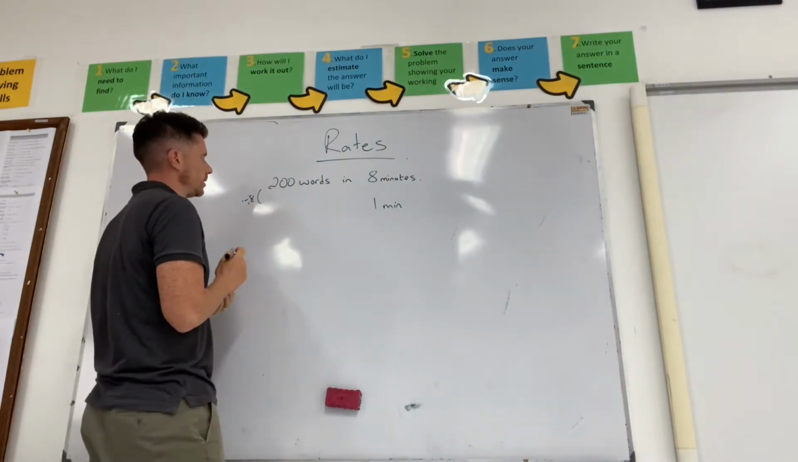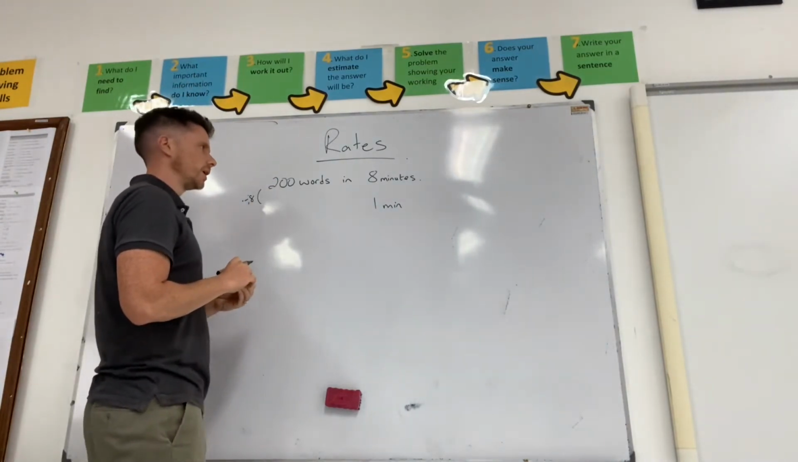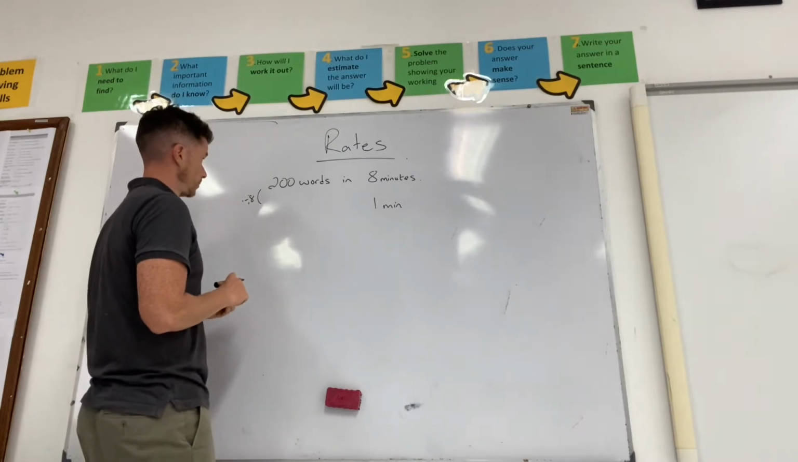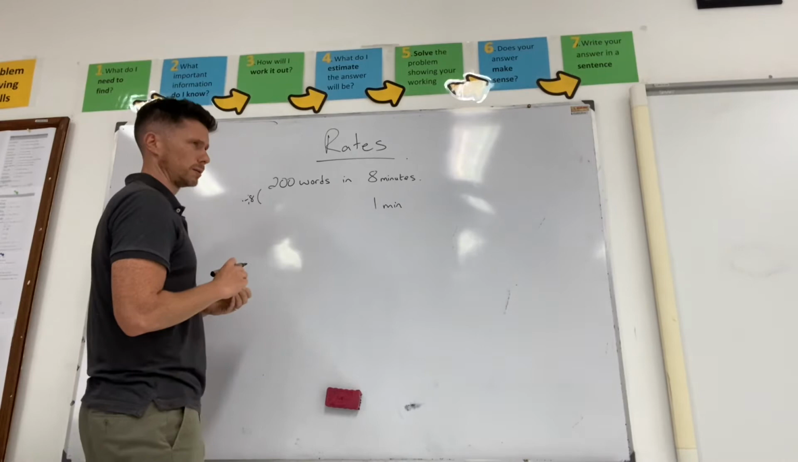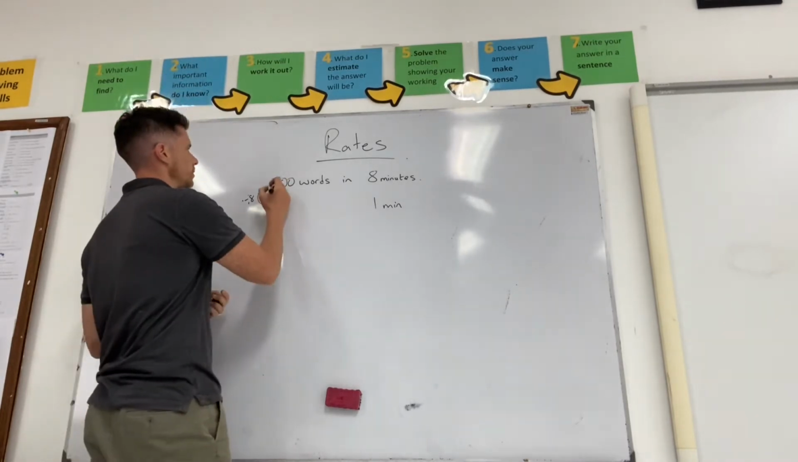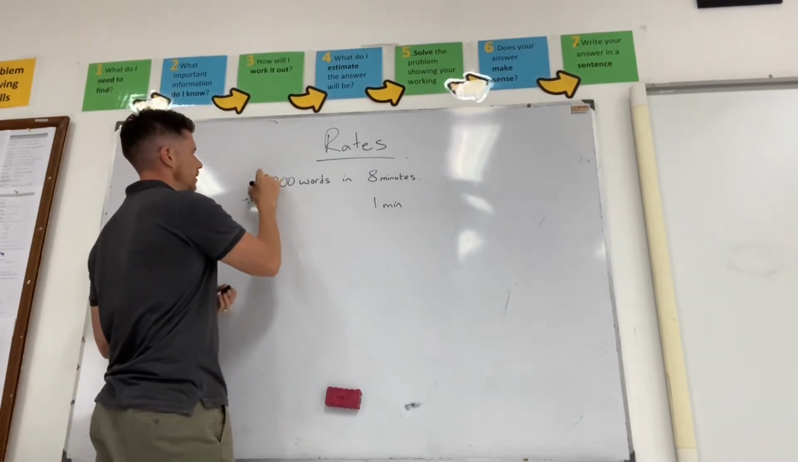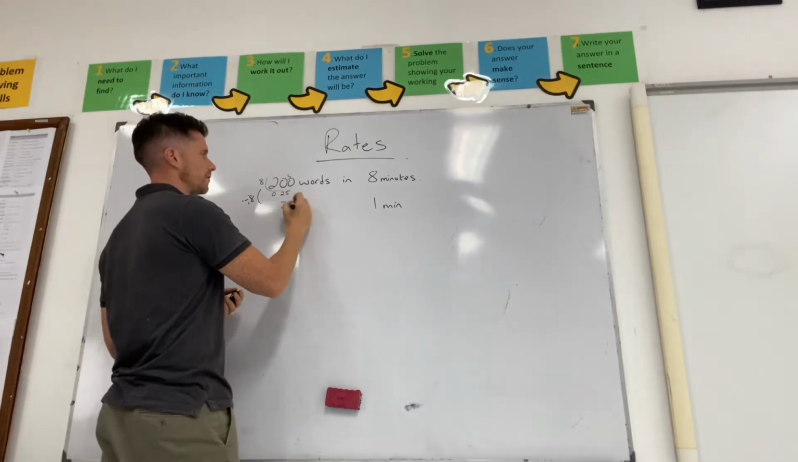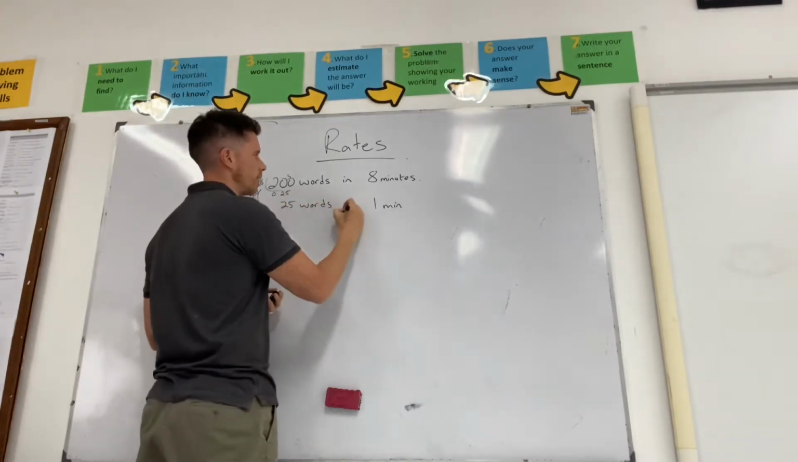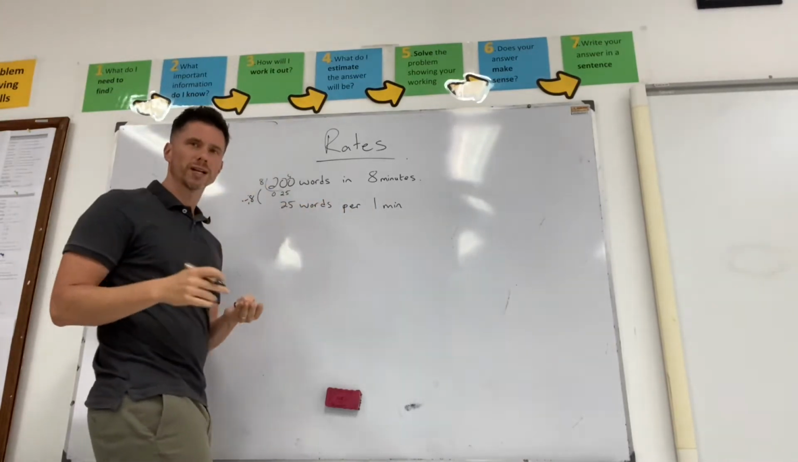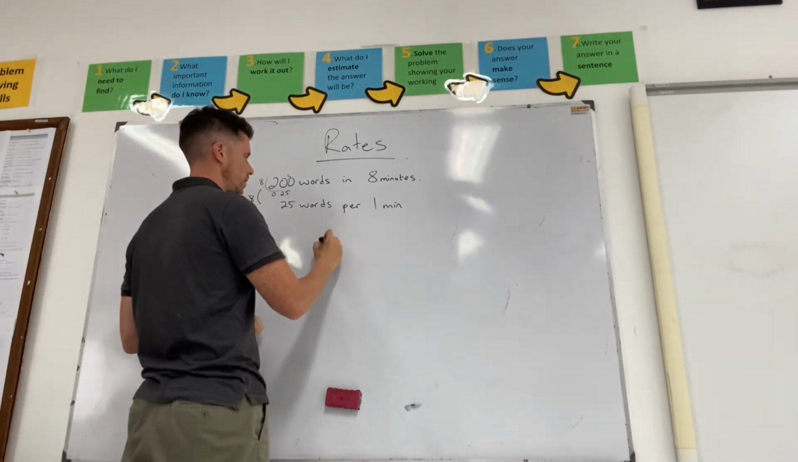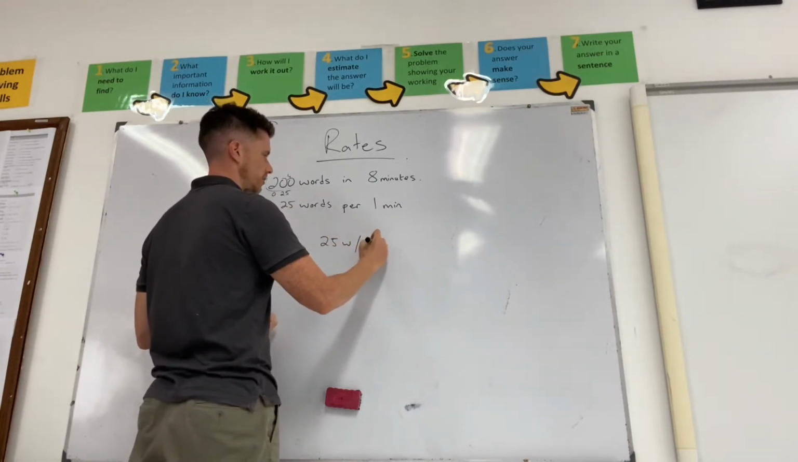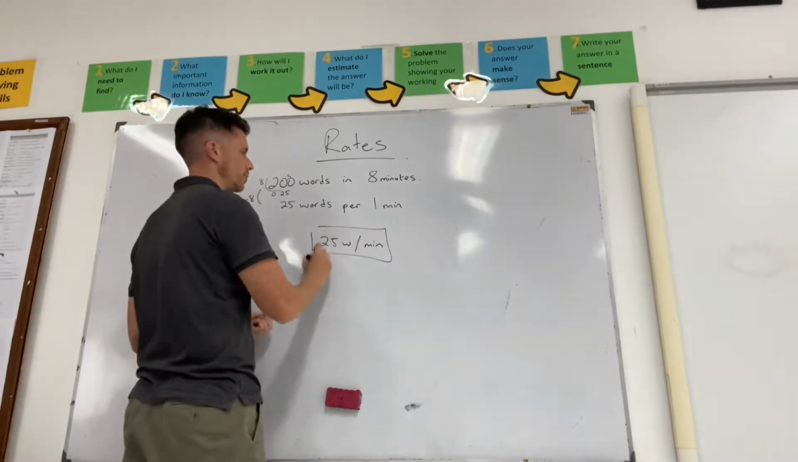200 divided by 8 gives, what does it give? I'm going to have to do it then. 200 divided by 8, 8 goes in twice, carry the 4, it goes in 25 times. 25 words, you could do that on your calculator, per 1 minute. Of course, we shorten that down. We usually use letters. 25 W per minute or something like that would be the example of a rate.